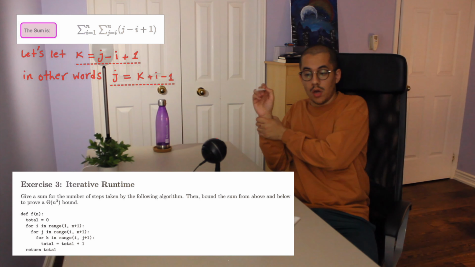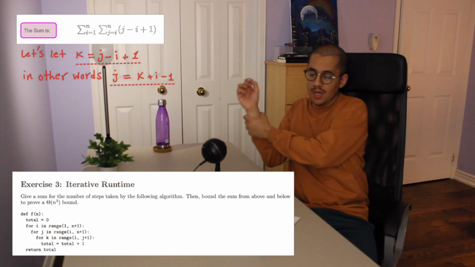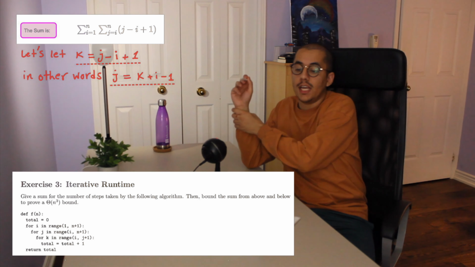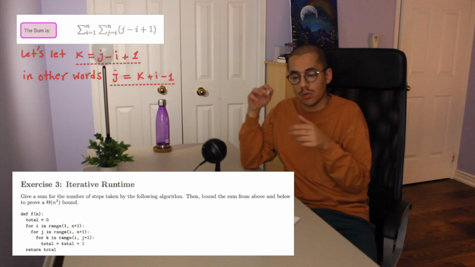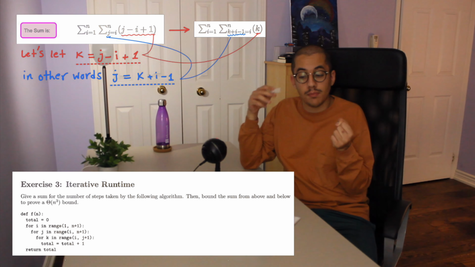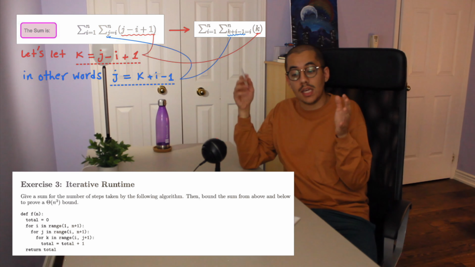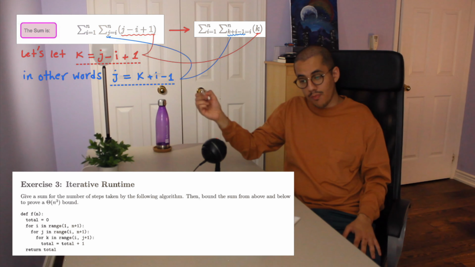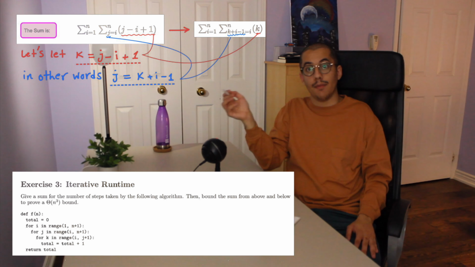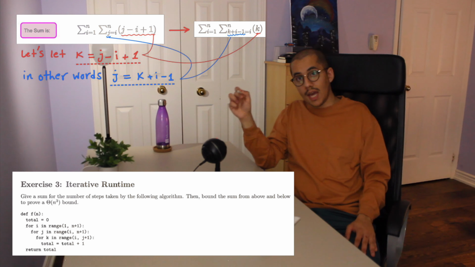So if I really want to, I can, the summation over there, it goes i equals 1 to n. That's the first summation. The second summation where it says j equals i to n, we know what j is, so let's replace j with k plus i minus 1 in that summation, and replace the entire bracket that we had before, j minus i plus 1, with a simple k, right?